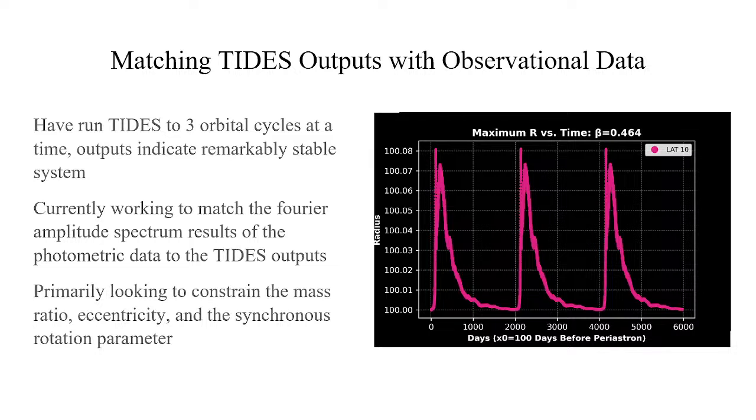Okay, so thus far I've been able to run the TIDES code for up to 3 orbital cycles at a time, and all reasonable input parameters for Eta Car indicate a remarkably stable system in which the periastron events seem to repeat almost identically. And so I'm currently working on matching the Fourier amplitude spectrums of the TIDES output to that of the observed data, and I'm primarily looking to constrain the mass ratio, the eccentricity, and the synchronous rotation parameter.